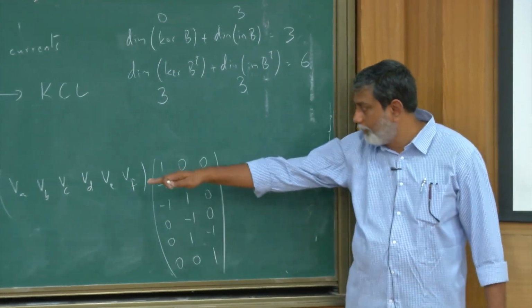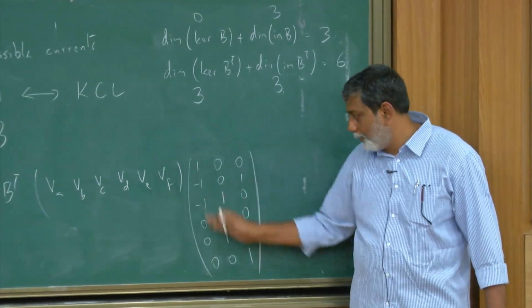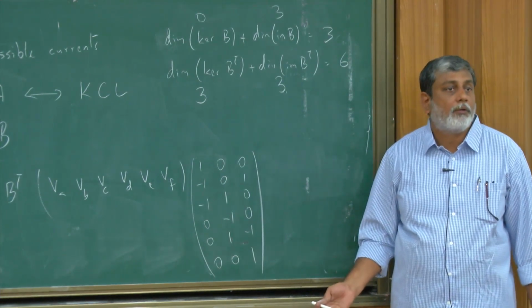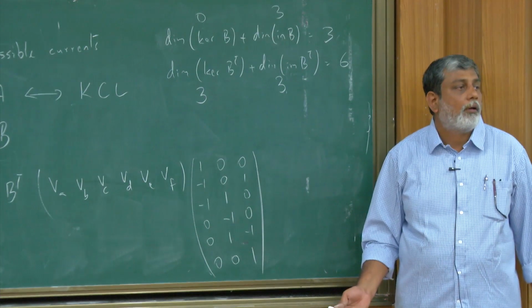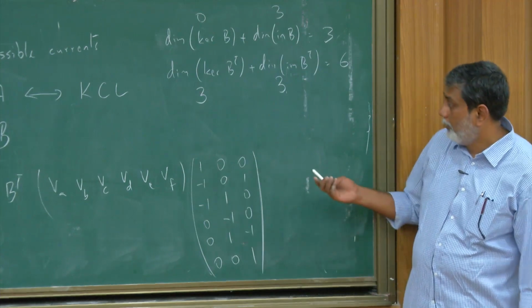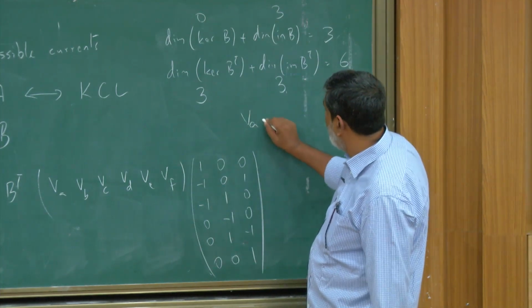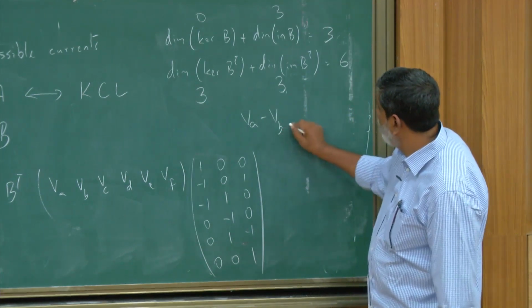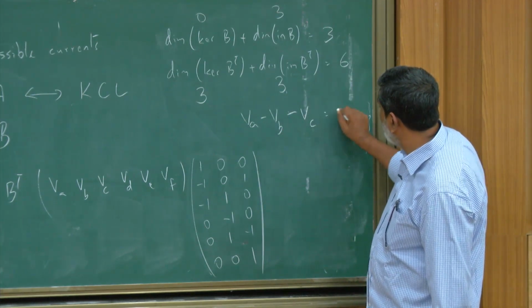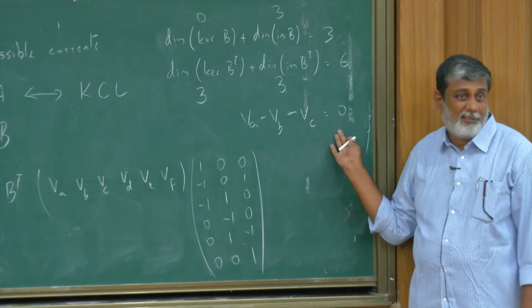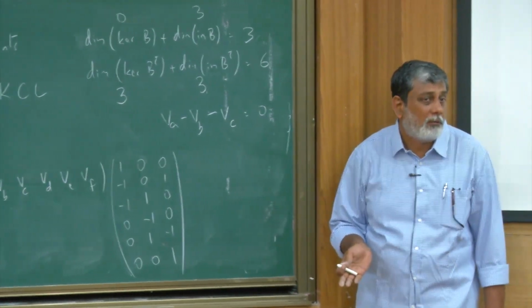What does multiplying the first column tell us? It tells us VA minus VB minus VC is equal to 0. That's Kirchhoff's voltage law.